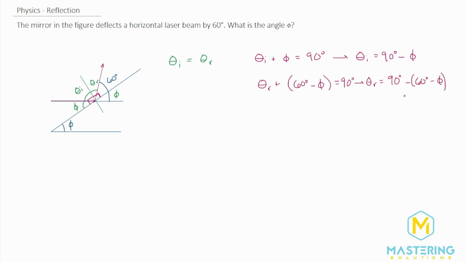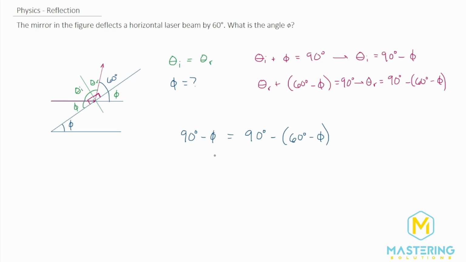So now we have two equations, and if we remember from here, they are equivalent to each other. So we can set this equation and this equation equal to each other. That means that 90 degrees minus phi is equal to 90 degrees minus 60 degrees minus phi. Now we're trying to solve for angle phi, and we have one equation with one unknown variable, so we can solve for it.